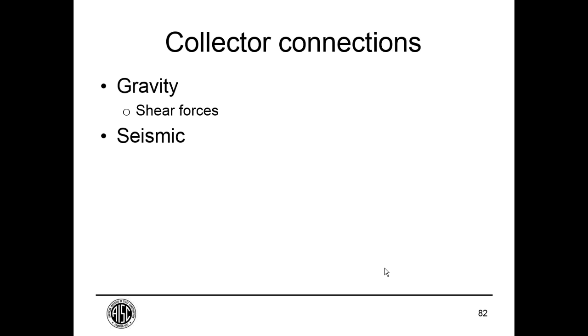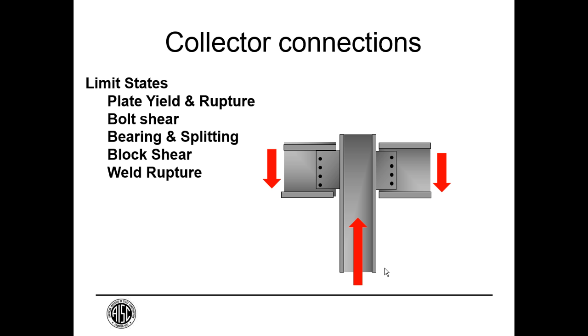Collector connections: we have gravity forces and seismic forces simultaneously, axial and rotation. So looking at the forces, if we're using the beam as a collector, we're also using the beam connections as collector connections. And so there's that horizontal force simultaneous with the gravity force. All of those limit states to check, and now we have some sort of diagonal resultant on those forces.